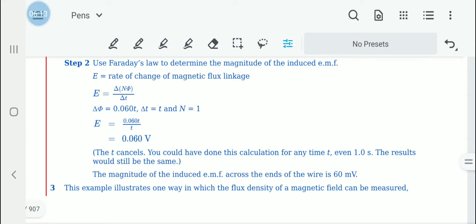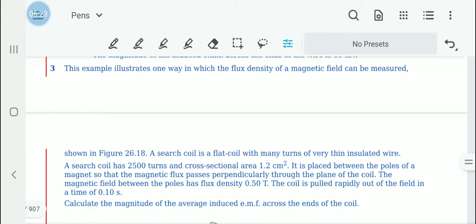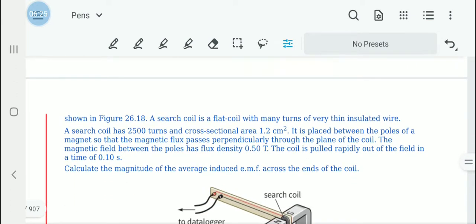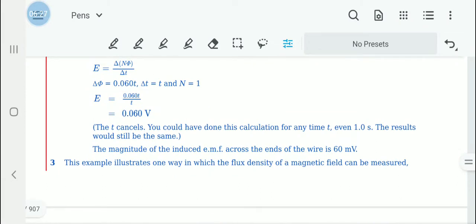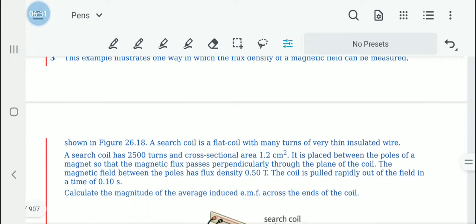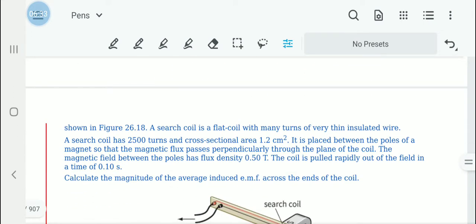Even for whatever the time it is, we calculate the same, we get the same answer. We can use this method to find the magnetic field, the flux density of a magnetic field. Then another situation is given here.